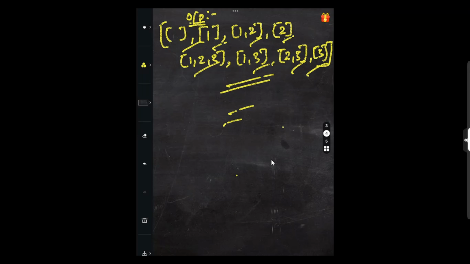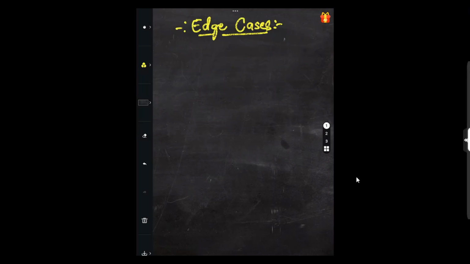So I hope the approach is completely clear. Here we are making use of recursive backtracking, or just backtracking. We discussed the same thing with the example that they have given in the question. So next, let's consider all the edge cases one by one and then finally write the code.